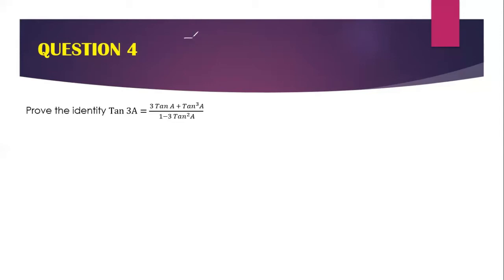Basically the formula is tangent 2 alpha equals 2 tangent alpha over 1 minus tangent square alpha. Right, this is the formula. So what about tangent 3A? Actually we can modify it to the double angle. It will be tangent of 2A plus A.